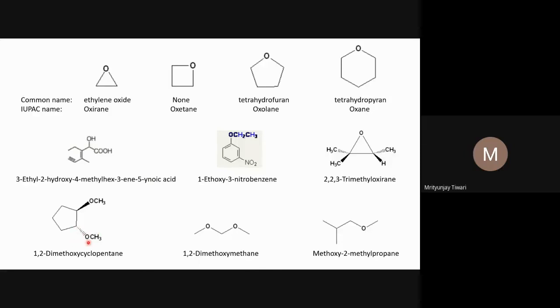These compounds are also ethers, and two OCH3 groups are here. This is cyclopentane. So how can one name this compound? 1,2-dimethoxy. This is methoxy, this is methoxy, two methoxy substituents. So 1,2-dimethoxycyclopentane. In this compound, this is a methoxy group and this is a methoxy group.